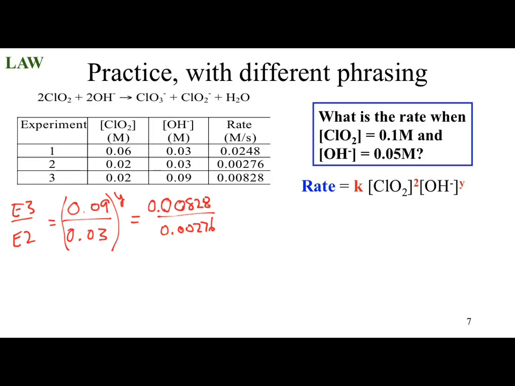0.00276. When we go through and solve this, 0.09 over 0.03 gives us 3 to the y power equals 3. What did you say y was equal to initially?